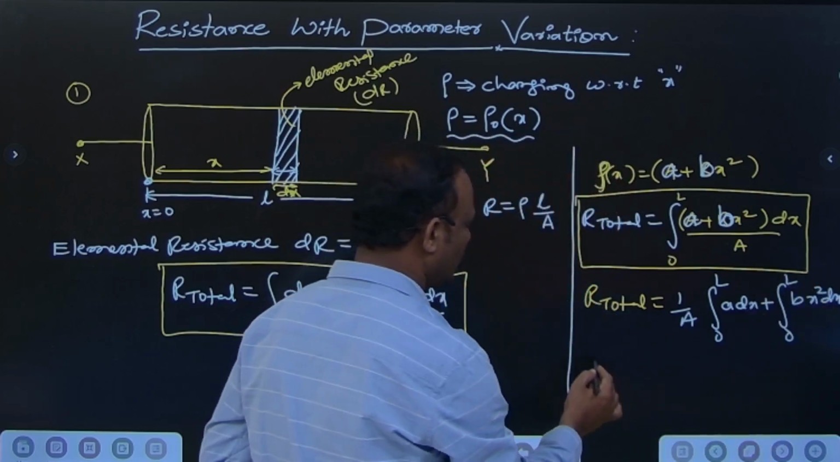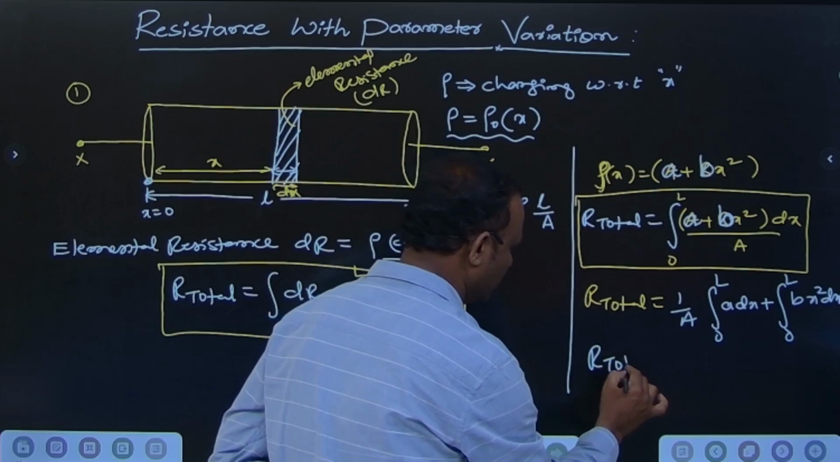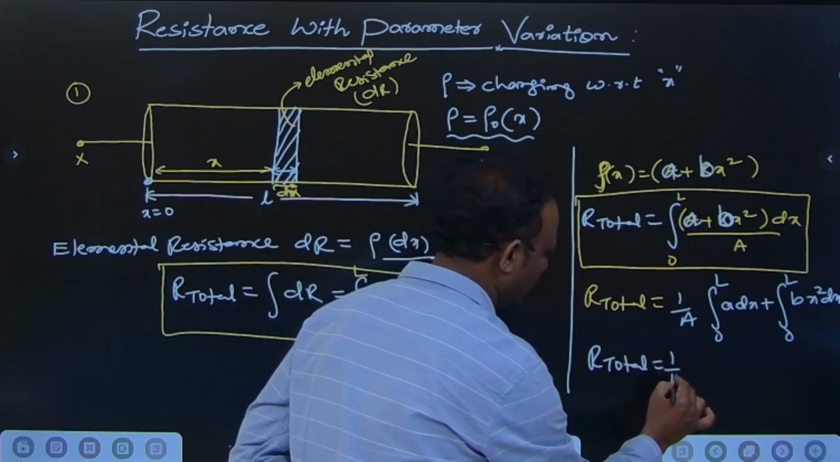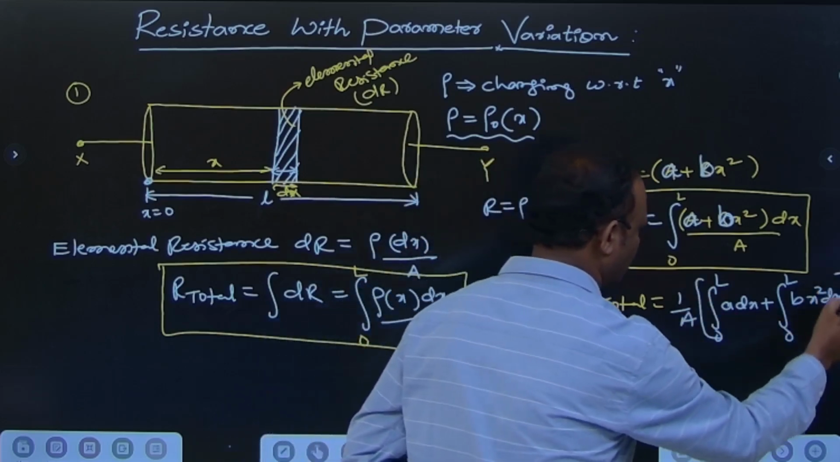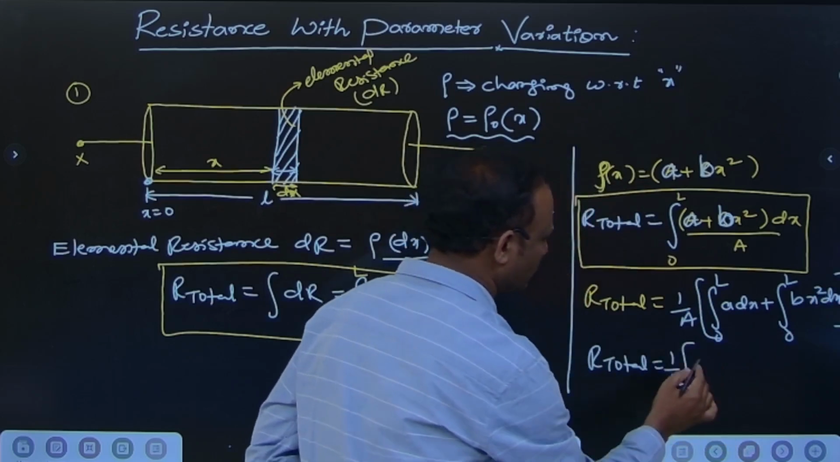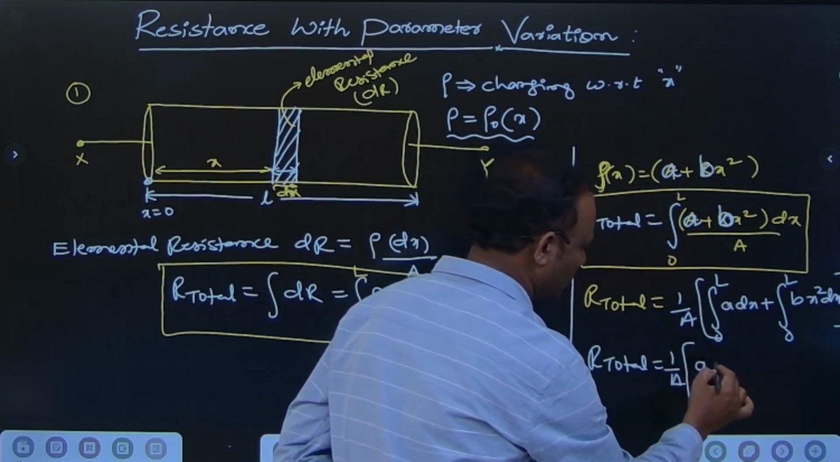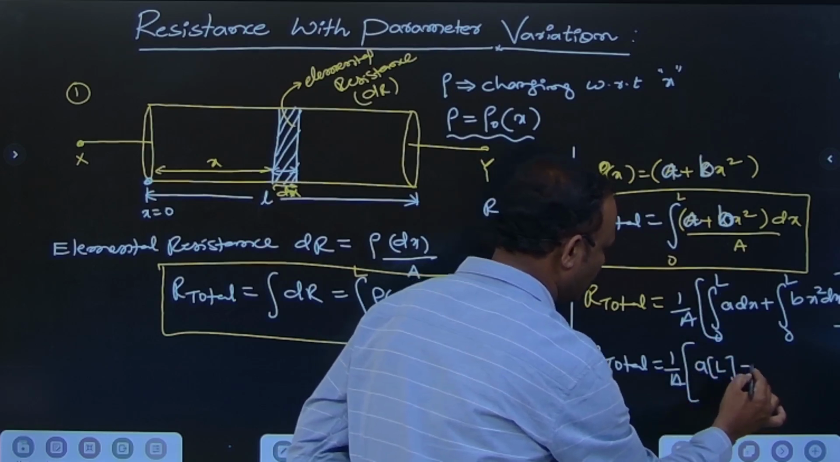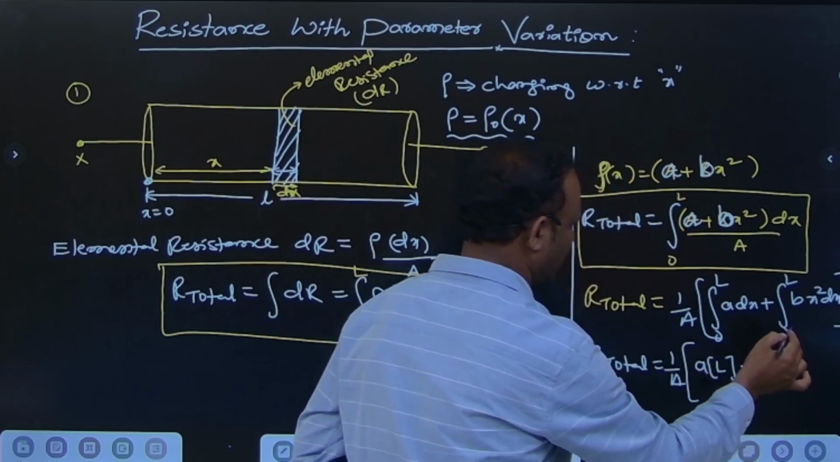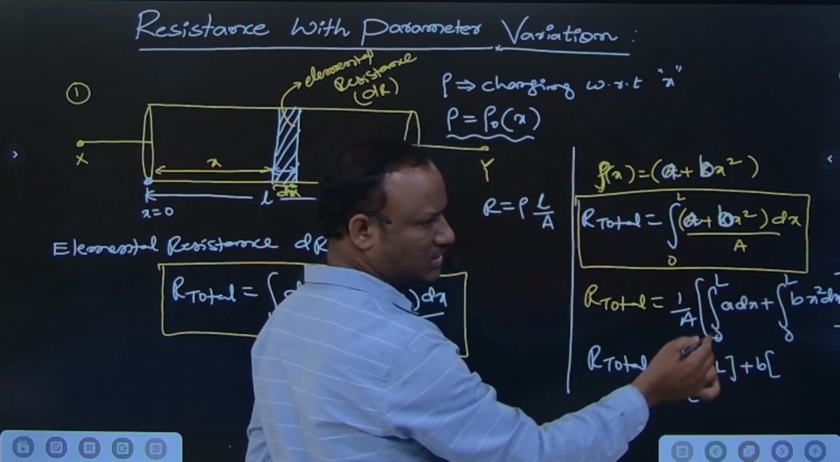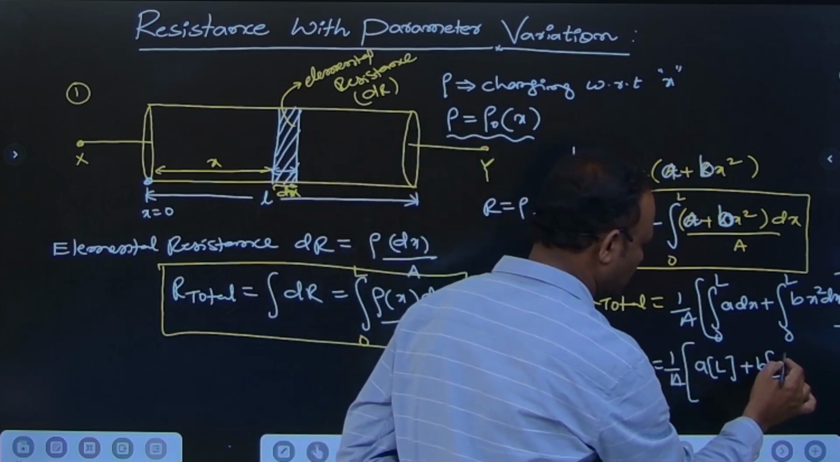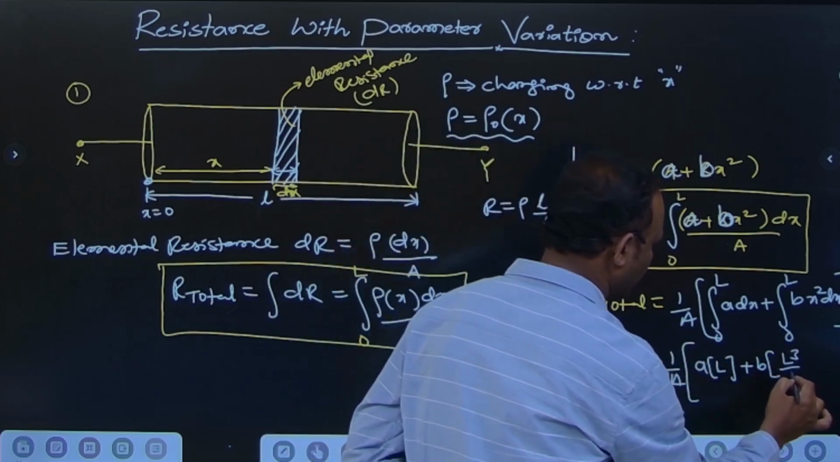Okay, so R total is equal to 1 by A times, so a integration over dx is x, limits from 0 to L, it's a L plus b x cube. X square means x cube by 3, so it's b L cube by 3.